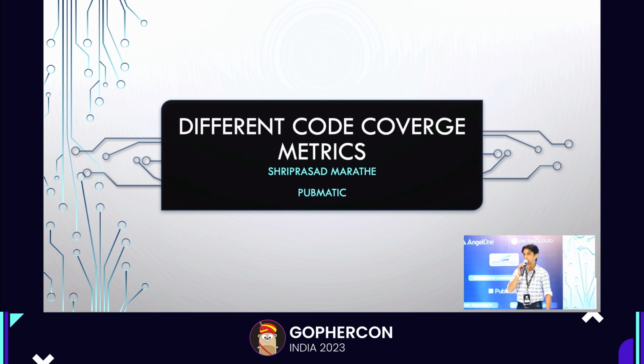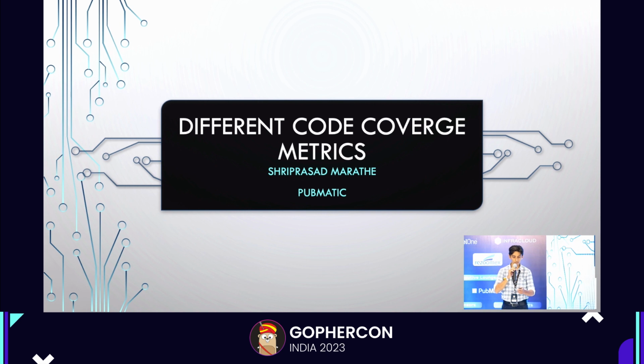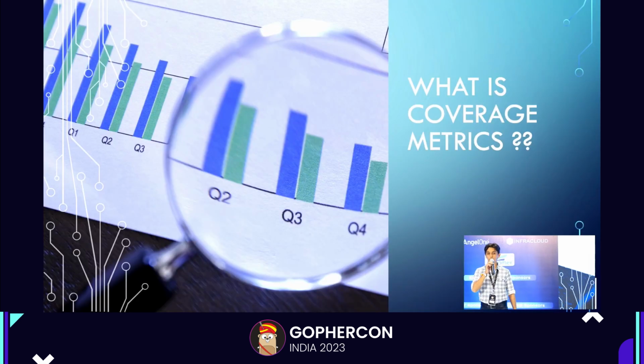If we fail to do so, there are things like code coverage metrics that come into the picture, which make sure that whatever piece of code we are writing has all the aspects covered, and it alarms us that you are missing some path. So, what are code coverage metrics?